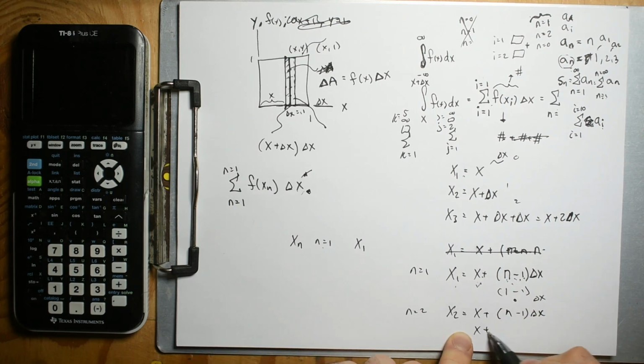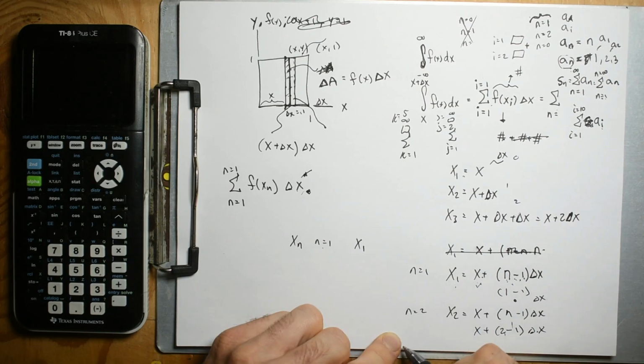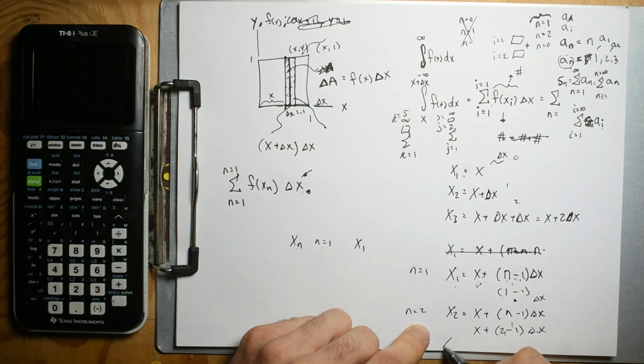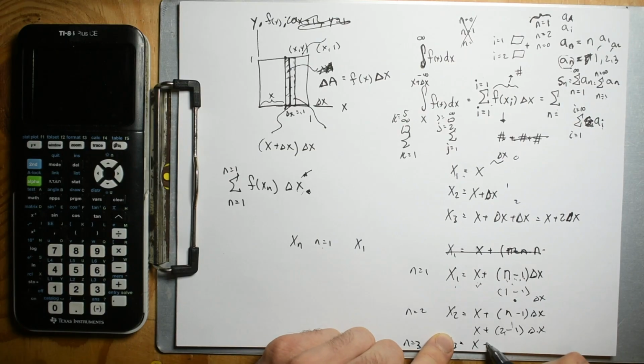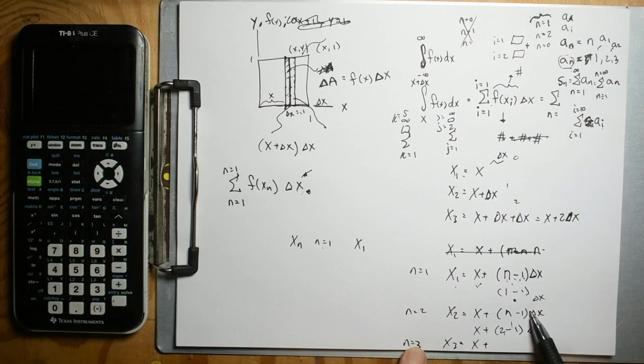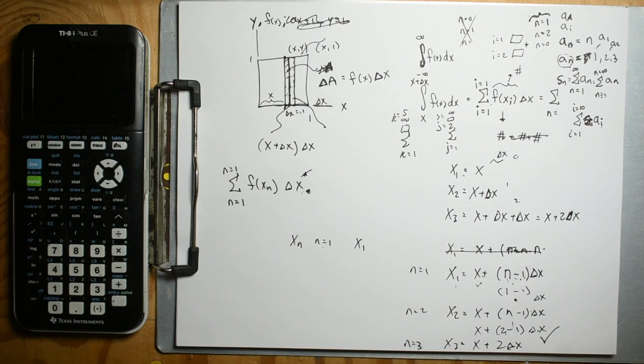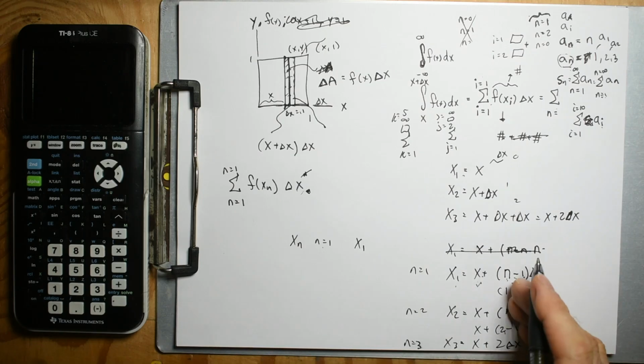And so we have x plus 2 minus 1 change in x. 2 minus 1 is 1, and now I do have that change in x. When n is equal to 3, we're going to have x plus 3 minus 1, which is 2, plus 2 change in x. And so, hell yeah. So now we have what our x values are.